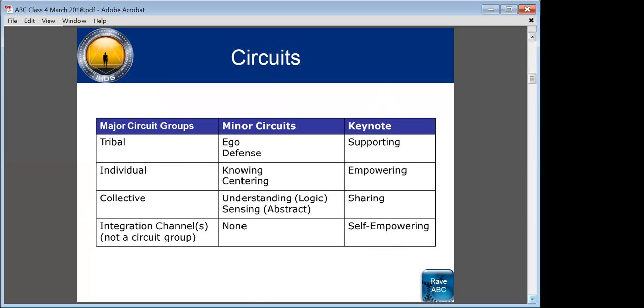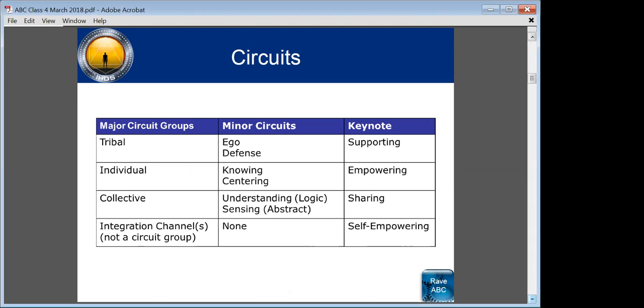Now, the minor circuits are like sub-circuits within the major circuit. And tribal has 2. One is the ego. We call that more of a major circuit within the major circuit. And then we have defense circuitry. It's a minor circuit. And yet the keynote, obviously, for both is still supporting or support.